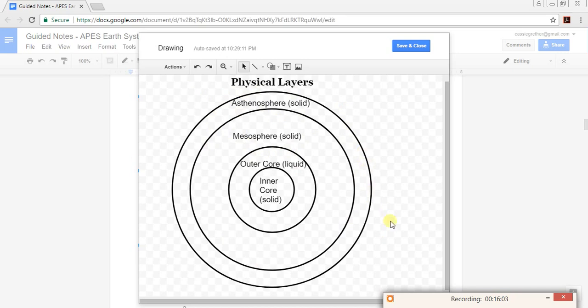Now the outermost layer is called the lithosphere. Litho, I think, actually means layer of rock or something like that. I don't remember, but it's something like that. It's a solid. It does have isolated sections of liquid rock in it called magma or lava, depending on where it's located. But this is the section of rock that we call brittle. It's made up of the upper part of the upper mantle.